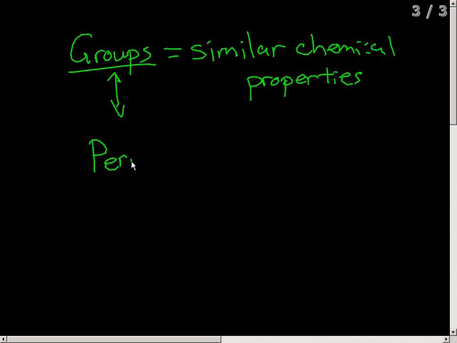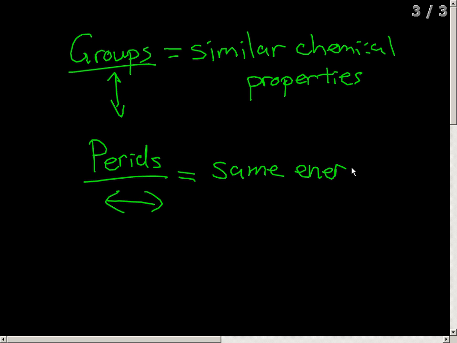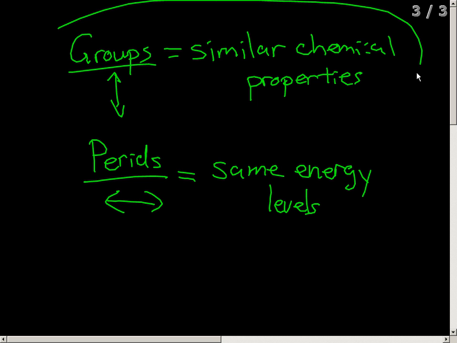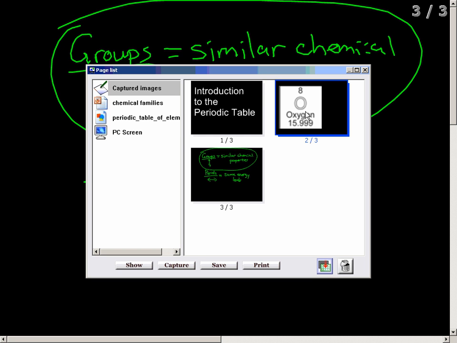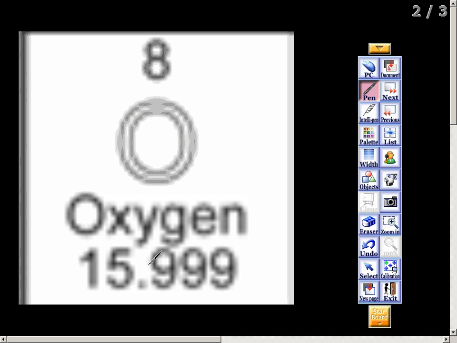Periods, remember a period is a row going side to side. Everything on the same period has electrons in the same energy level. Now, we haven't talked about energy levels yet. That will come later. The most important thing to remember is that groups are arranged so because every element in the same column or group has similar chemical properties. Now, let's take a look at a close-up of one of these blocks from the periodic table.